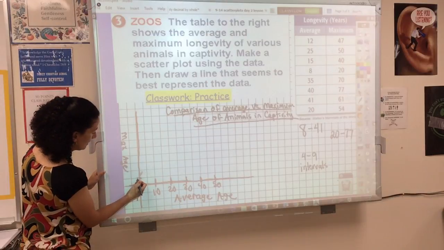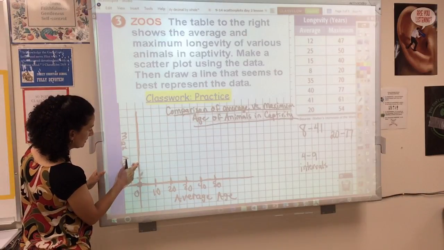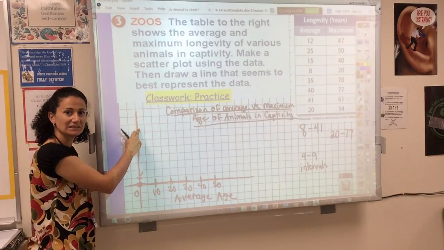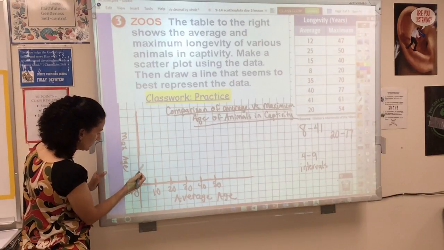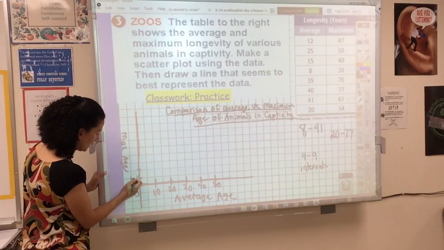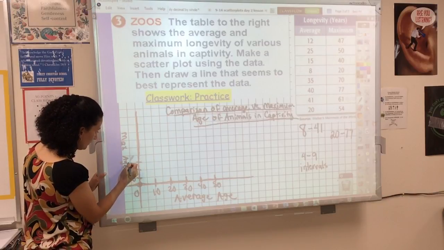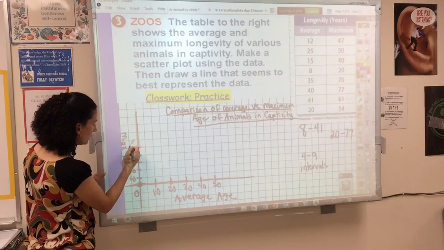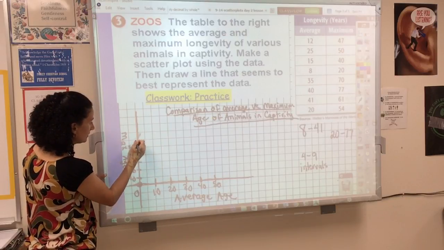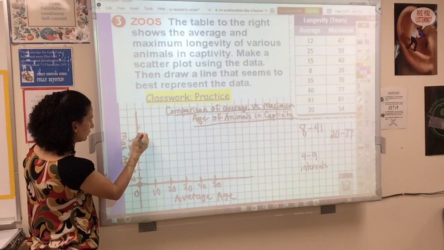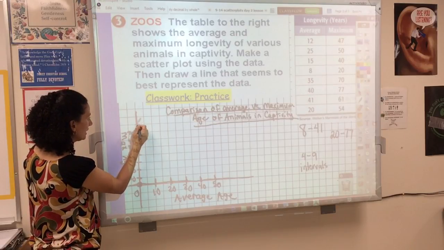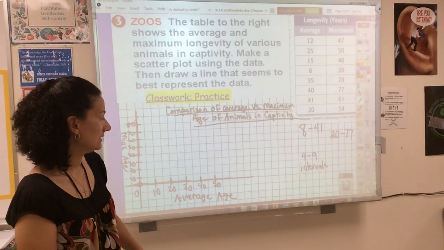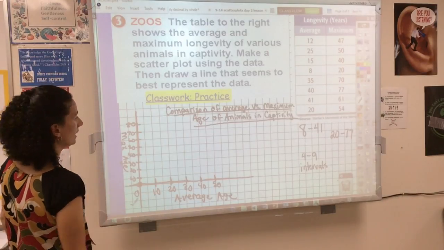And do I have enough space? Let me see if I have enough space here. 10, 20, 30, 40. I don't have enough space this time to skip lines. So I'm going to have to use every line. 10, 20, 30, 40. Again, if I'm talking too quickly or going too fast for you to make your scatter plot, feel free to pause the video and you can add to yours and then unpause when you're caught up.